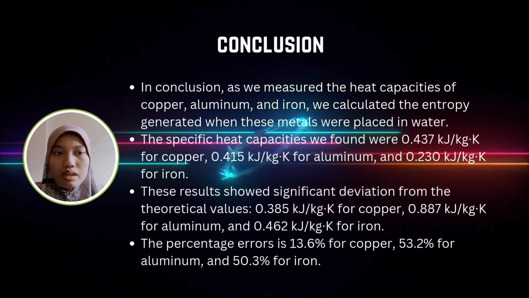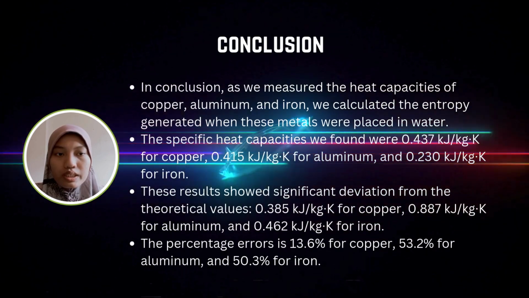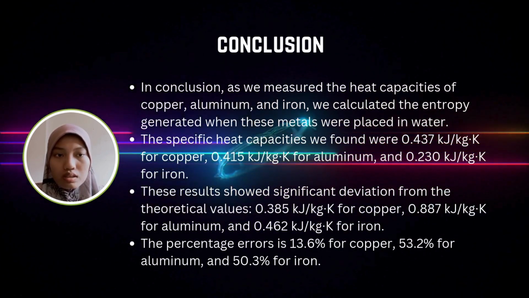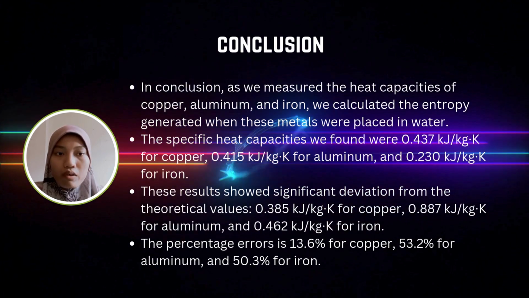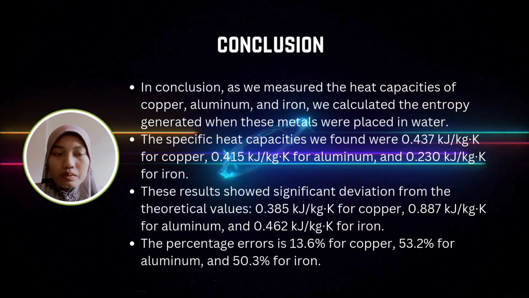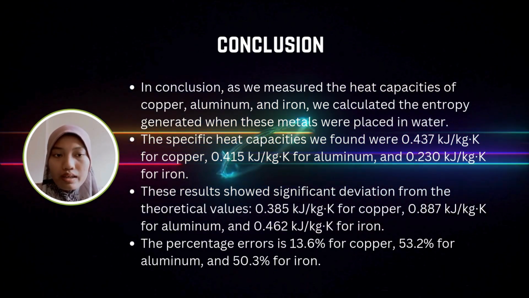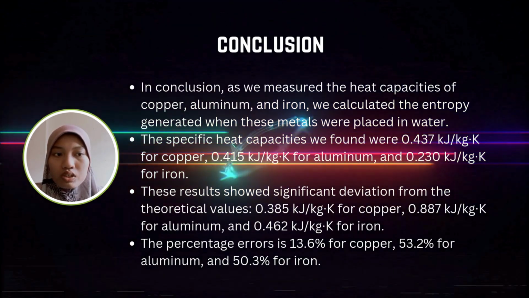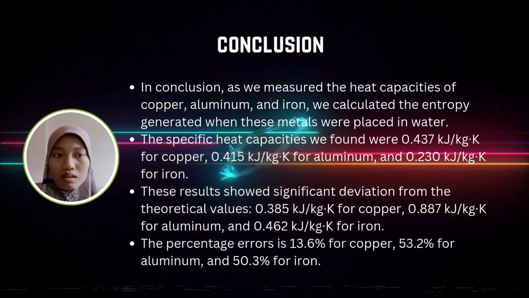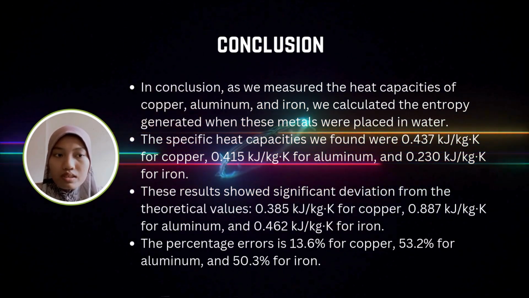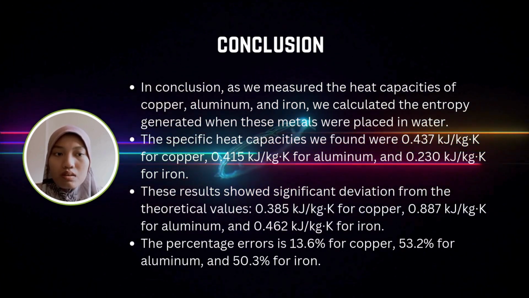In conclusion, as we measured the heat capacities of copper, aluminum, and iron, we calculated the entropy generated when these metals were placed in water. The specific heat capacities we found were 0.437 kJ per kilogram Kelvin for copper, 0.415 kJ per kilogram Kelvin for aluminum, and 0.23 kJ per kilogram Kelvin for iron. This result showed significant deviation from the theoretical values, which are 0.385 kJ per kilogram Kelvin for copper, 0.887 kJ per kilogram Kelvin for aluminum, and 0.462 kJ per kilogram Kelvin for iron.